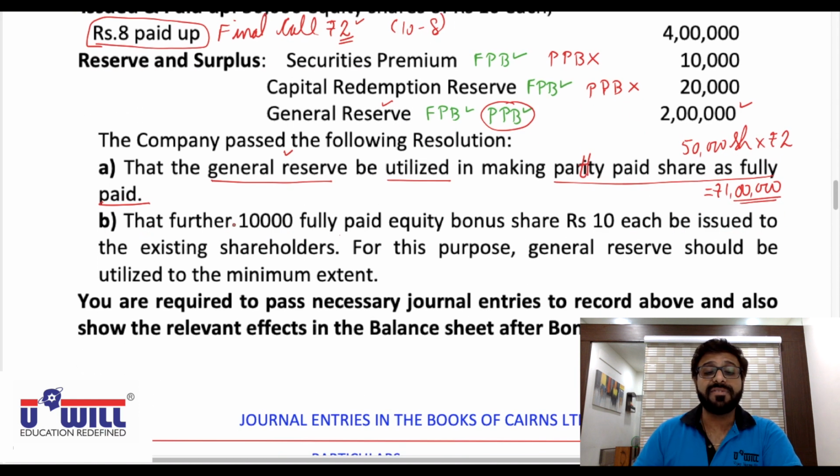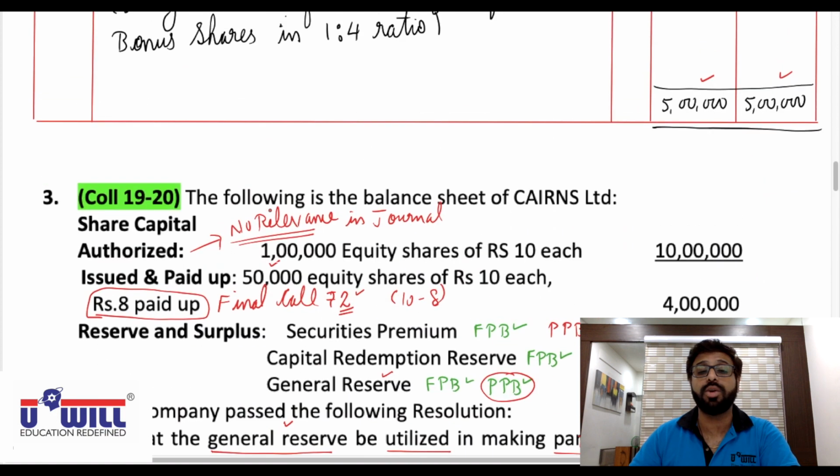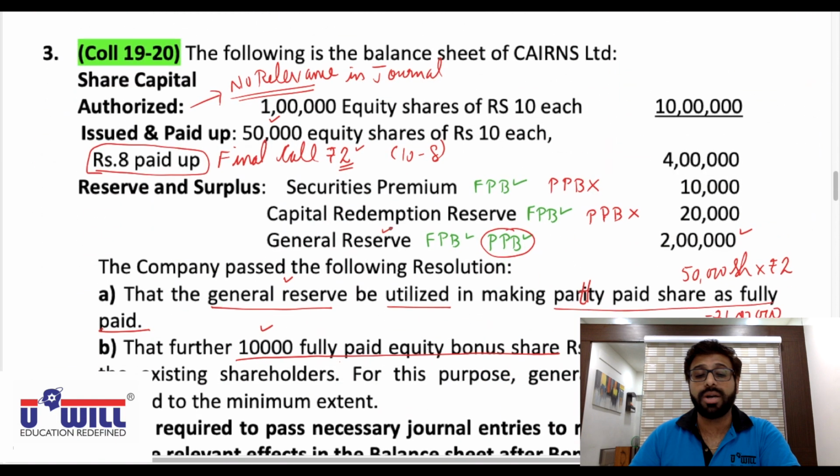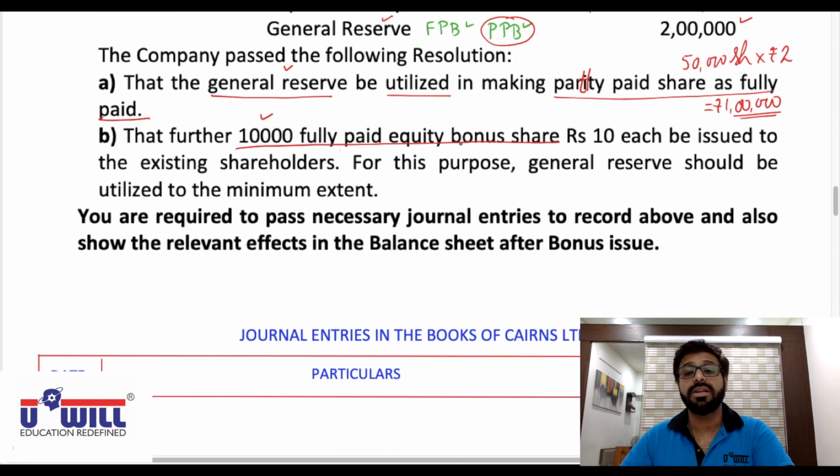Further, 10,000 fully paid bonus shares, directly quantity given, no need to make this calculation, ratio is not given now, direct quantity is given. 10,000 fully paid bonus shares, rupees 10 each, to be issued to the existing shareholders directly. This is what fully paid bonus. This was partly paid bonus. What will be the value of this 10,000 shares? 10,000 into 10, 1 lakh.